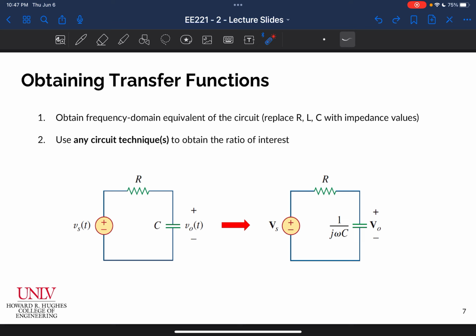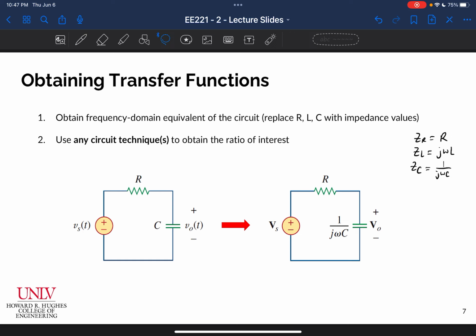And then, of course, we need to convert impedances. The impedance of a resistor is just the resistance itself. We know that the impedance of an inductor is j omega L. And we know that the impedance of a capacitor is 1 over j omega C. So that's a little refresher.